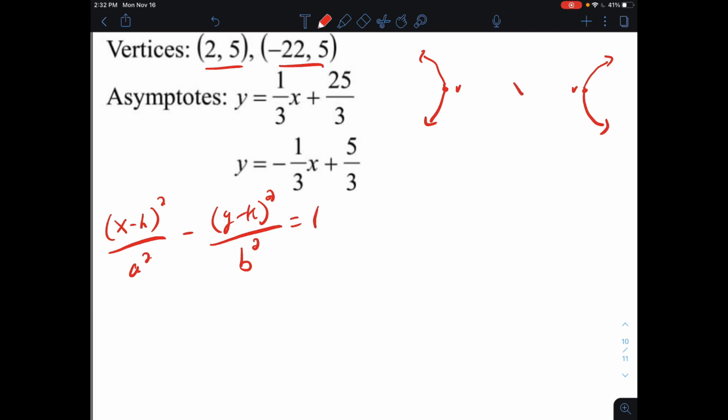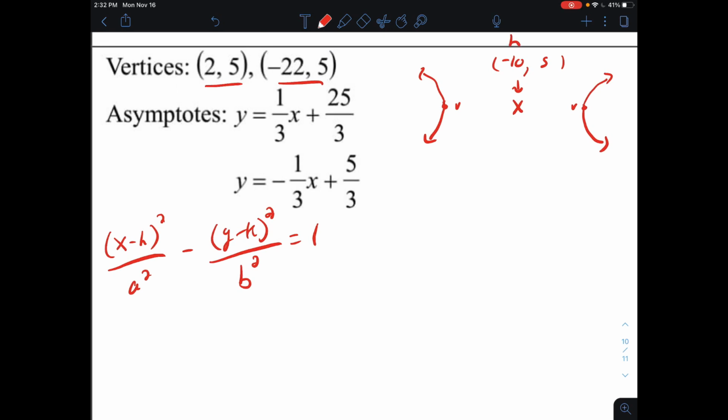Now, we'll go find our center. Well, our center is going to be right smack in the middle of the two vertices. Our vertices have a y value of 5, so we know our center is going to have a y value of 5. To find our x value, average the two x values together. So 2 plus negative 22 is negative 20, divided by 2 is negative 10. So we have h and k right there. So negative 10 is h, 5 is k.